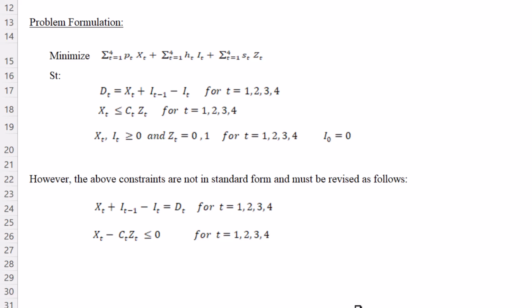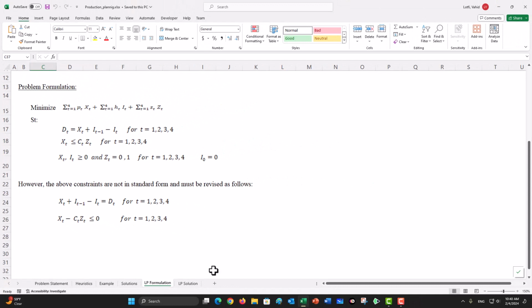Similarly, the second set of constraints, the capacity constraints, again, a variable zt is on the right hand side, it has to be on the left hand side, so we rewrite those constraints as x sub t minus c sub t multiplied to z sub t less than or equal to 0 for t equal to 1, 2, 3, and 4. Now we are ready to go ahead and look at our linear programming solution using the solver.